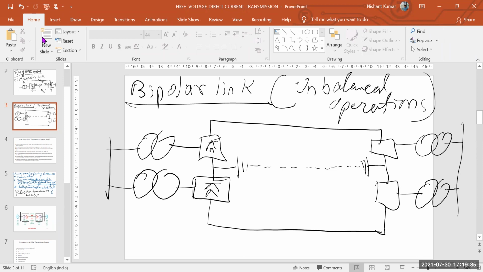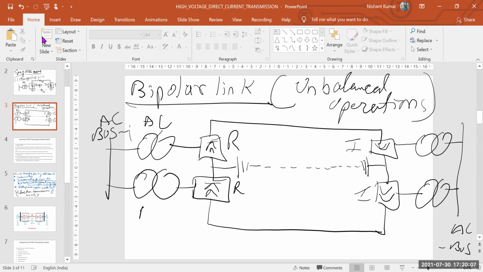Right? This is your AC, or you could write over here AC bus. This setup would be your rectifier. This setup would be your inverter. This is your AC bus, AC bus 1, AC bus. Hold on, please.